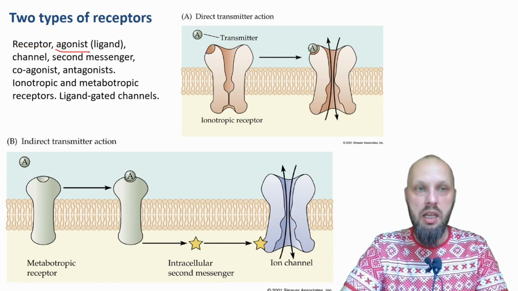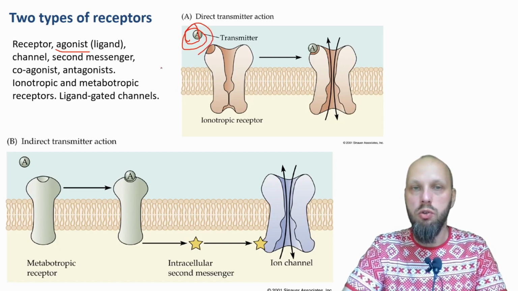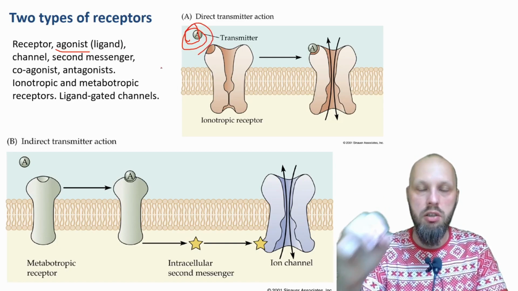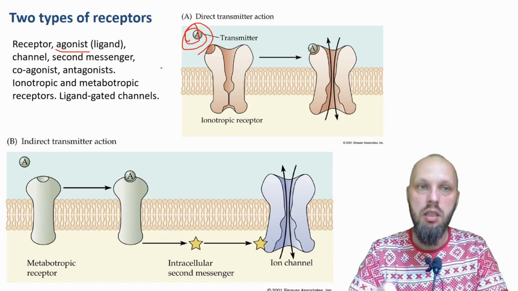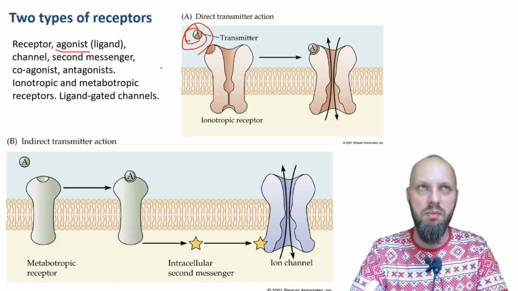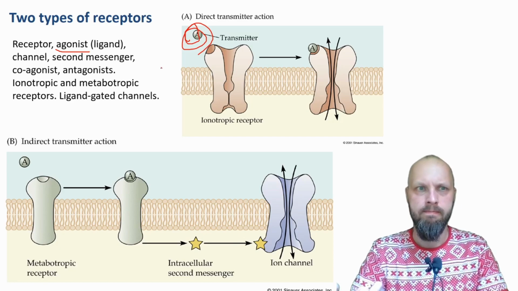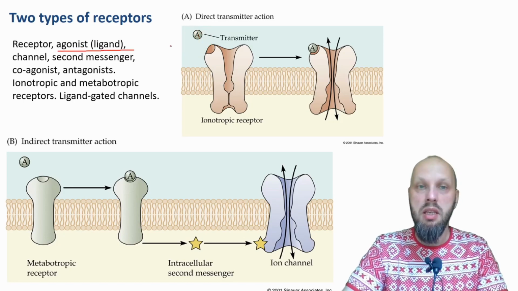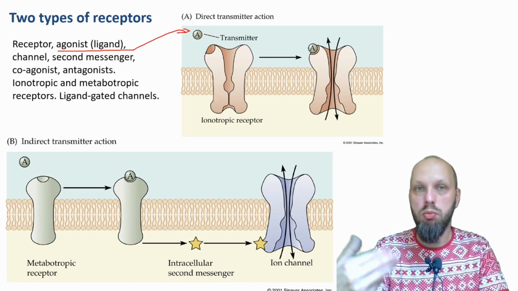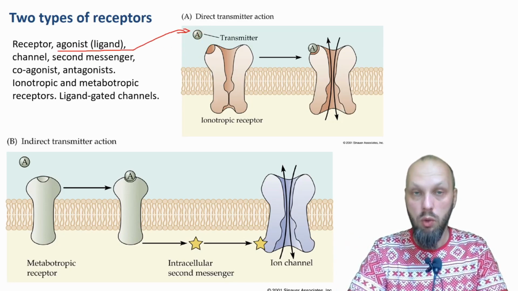Next word, agonist, also called ligand. So this is a fancy name for neurotransmitter. In this case, agonist is a neurotransmitter. Ligand is something that binds, from Latin to bind, I think. But both words mean the chemical that is ready to bind to the receptor.